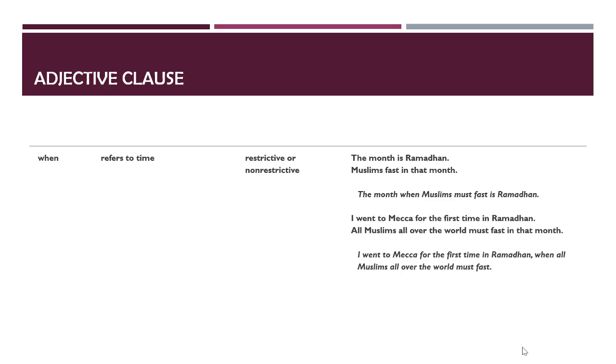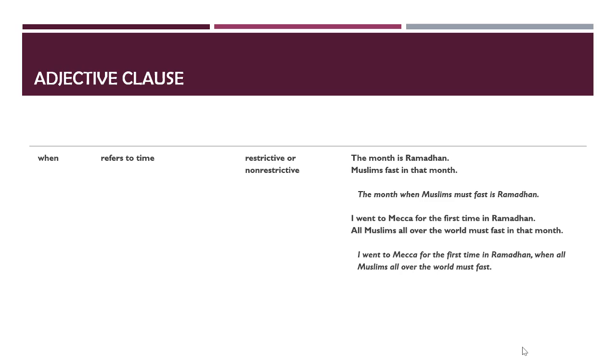Then the next one is "when." When refers to time and it can be restrictive or non-restrictive. The month is Ramadan. Muslims fast in that month. The month when Muslims must fast is Ramadan. "When Muslims must fast" is an adjective clause which is considered as restrictive. So commas are not needed because it describes the month.